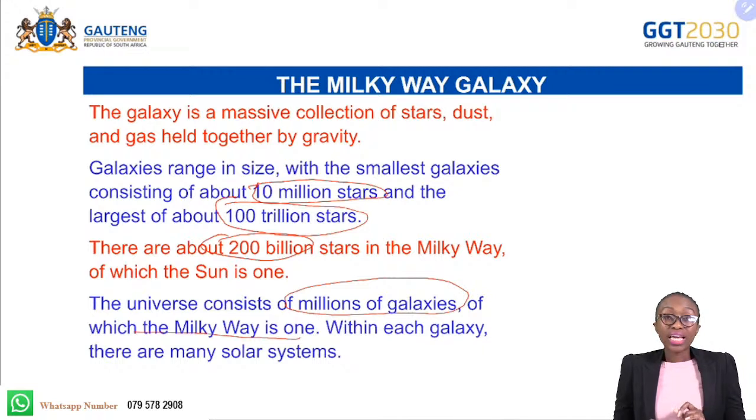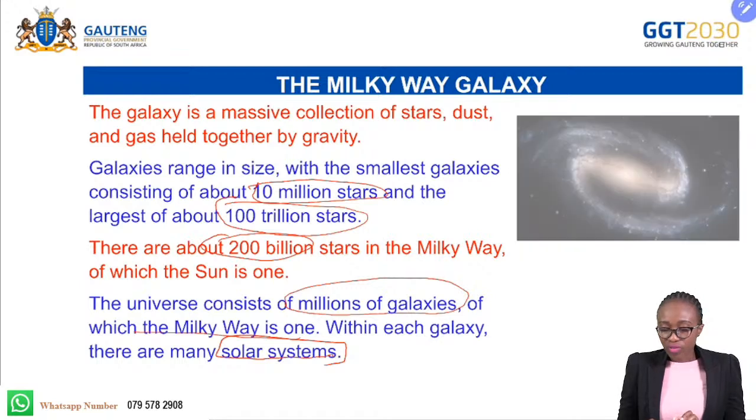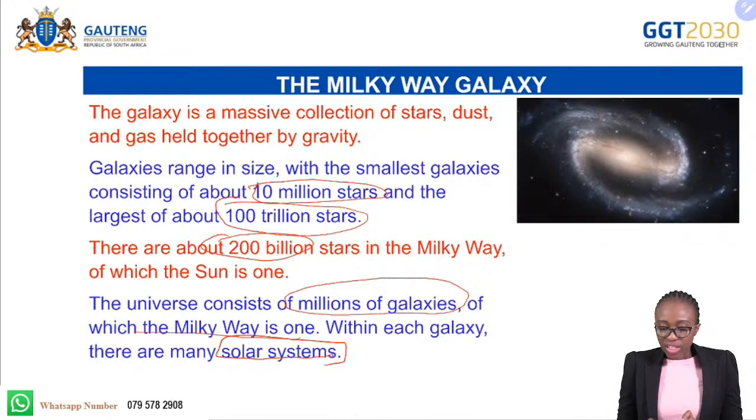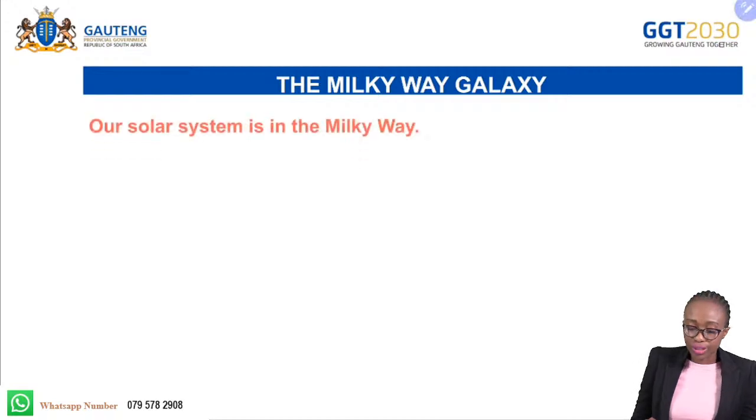Within each galaxy, there are many solar systems. I'm sure the term solar system is quite familiar to you because we learned about it in our lesson last week. We learned that the sun is our source of light and energy in our solar system. I've got a picture here just to show you the spiral shape of the Milky Way galaxy, according to the astronomers.